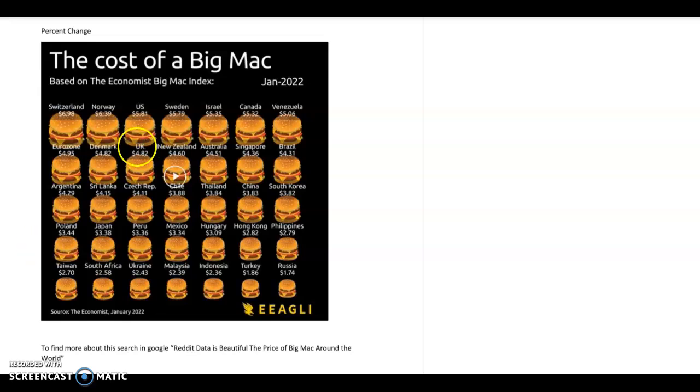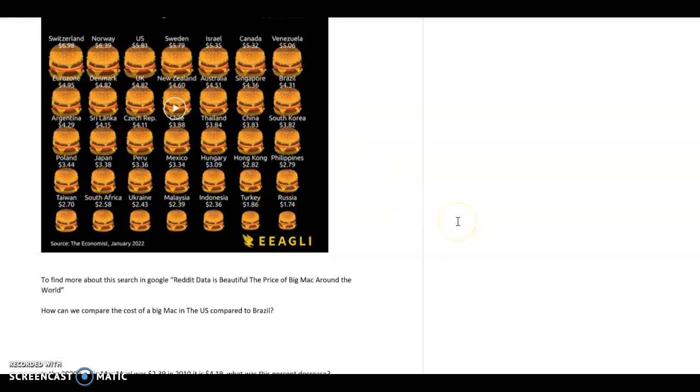So we have prices of Big Macs in January 2022 around the world, and what we're going to look at is how we can compare the cost of a Big Mac in the U.S. compared to Brazil. Okay, basic idea. In the U.S., in January, the price was $5.81. This was the U.S. price. And in Brazil, we will say it's $4.31. So we know it's less in Brazil, right?